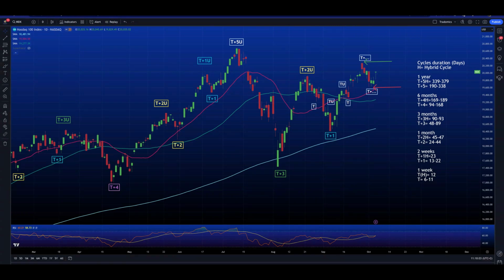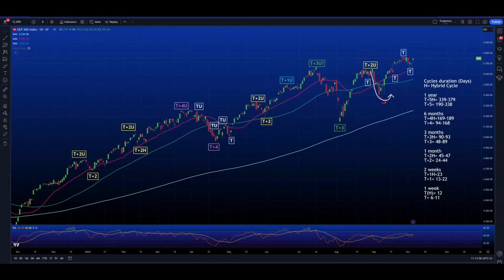Having said that, now we can move to Standard & Poor's 500. For the Standard & Poor's 500, we have pretty much a similar situation. Also in this case, I was flagging the possibility to have more time for the downtrend, but also in this case we have the completion of the weekly negative downward cycles after 6 bars. So same situation as for the Nasdaq.